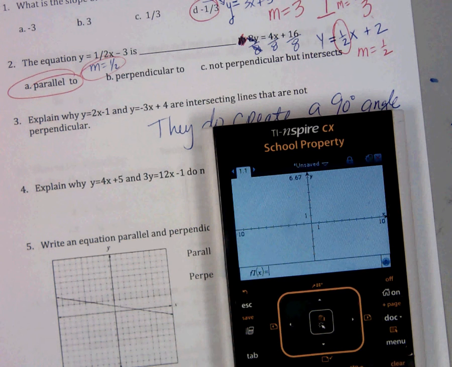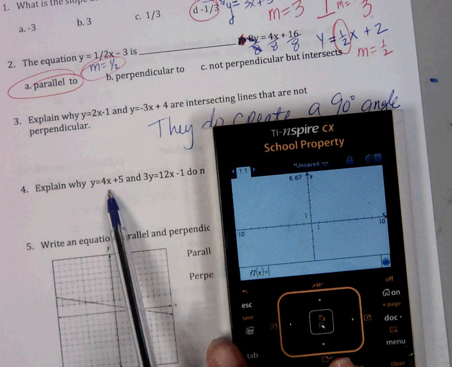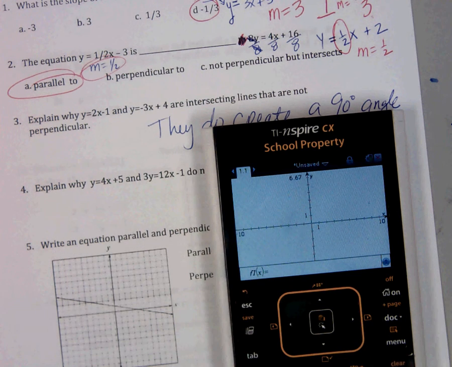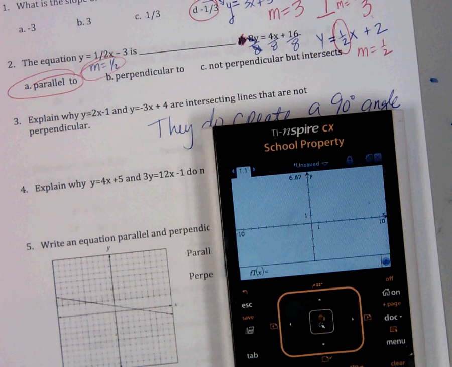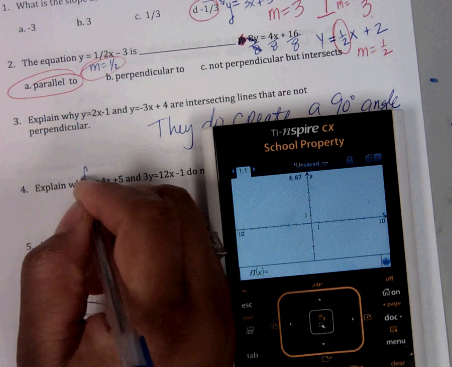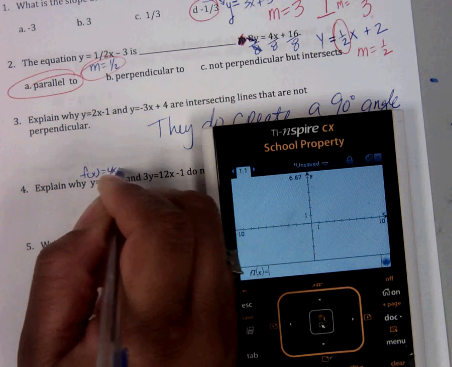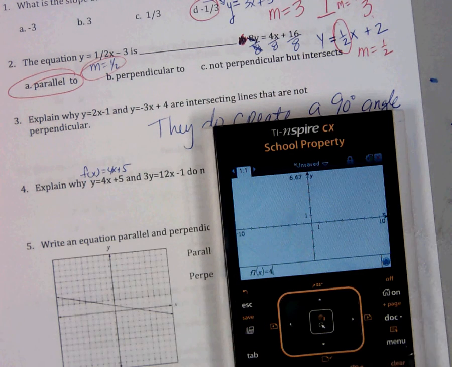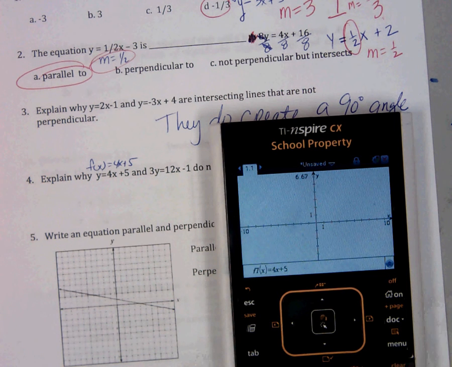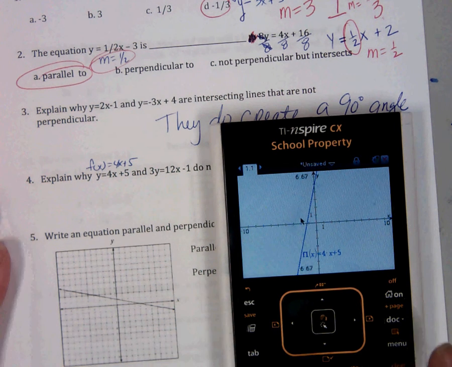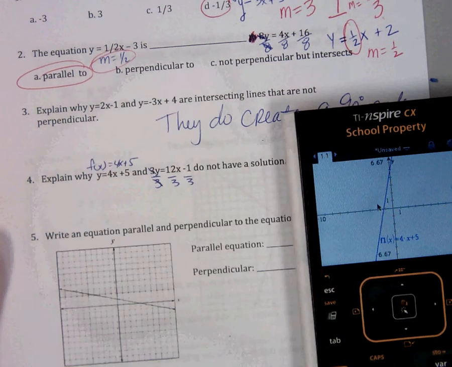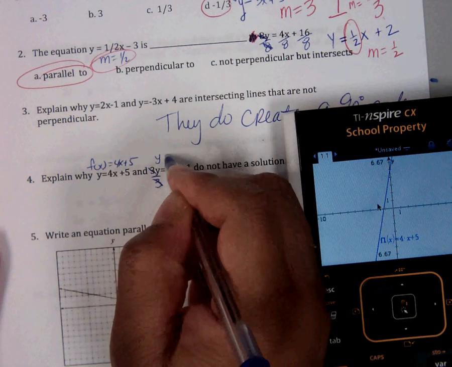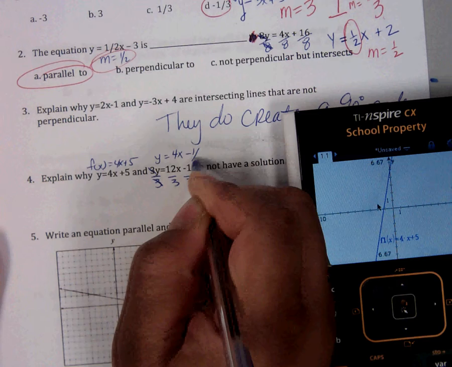And then I am going to put in the new equation, 4x plus 5. I do not do this because the f of x is the y. It's just in function notation, meaning I could rewrite this problem to look like that. So 4x plus 5. Enter. Good job. Then the next equation is not solved for y, so I have to first divide it by 3. And I have y equals 4x minus 1/3.